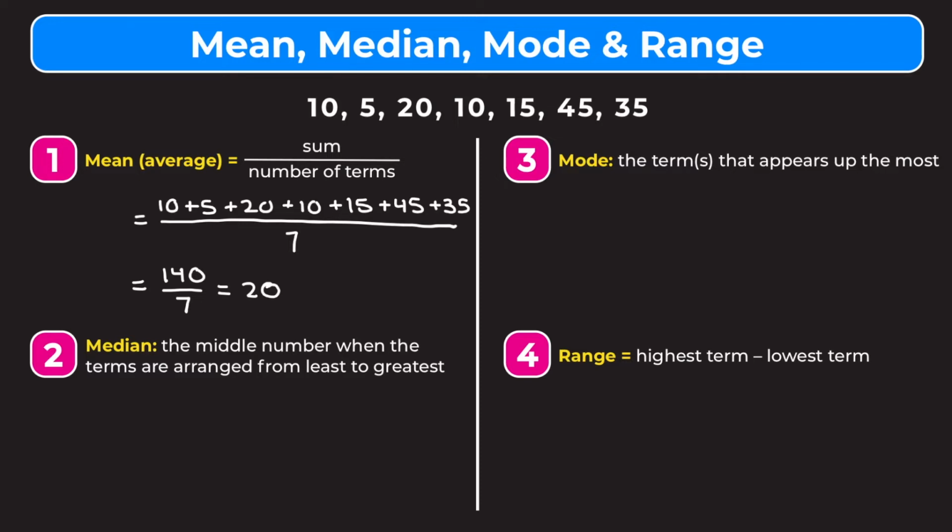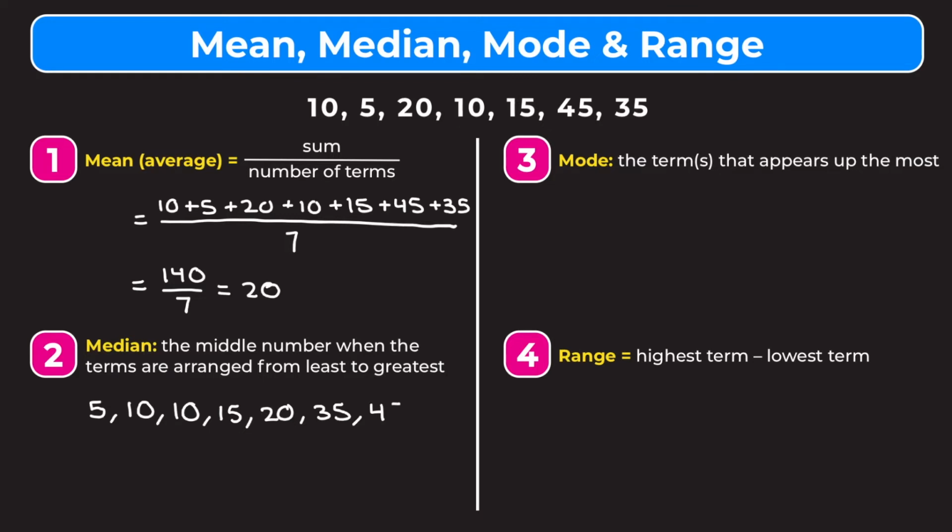Moving on to number 2, we are finding the median of the set of data. And the median is the middle number when the terms are arranged from least to greatest. So what we want to do first is arrange our numbers from least to greatest. Our smallest is 5. And then we have 10, which shows up twice. We have 15. We have a 20. We have a 35. And we have a 45.